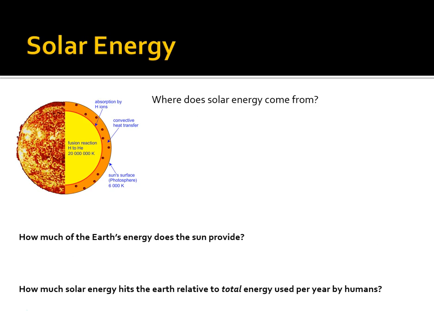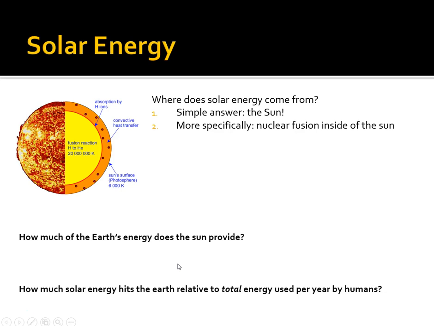All right, so let's start with the basics. Where does solar energy come from? Well, the quick and easy answer is it comes from the sun, but more specifically, it comes from nuclear fusion inside of the sun. So it's a little more complicated than just this. It's a multi-step process, but basically, when atoms fuse together, you go from hydrogen to helium in the core of the sun, and that releases energy when that happens.